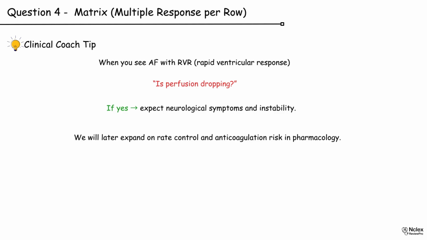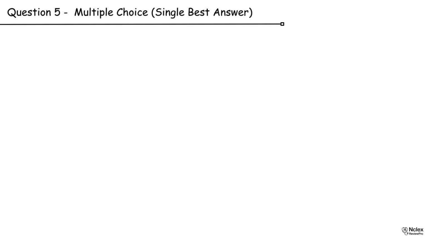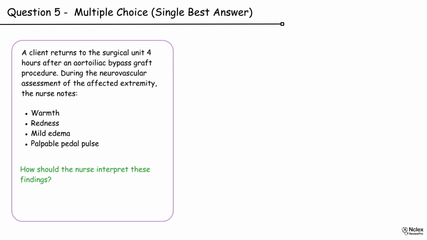Alright, let's move on. Question 5. MCQ type. This one focuses on post-vascular surgery assessment and interpretation. A client returns to the surgical unit 4 hours after an aortoiliac bypass graft procedure. During the neurovascular assessment of the affected extremity, the nurse notes warmth, redness, mild edema, and a palpable pedal pulse. Now the question is asking, how should the nurse interpret these findings?